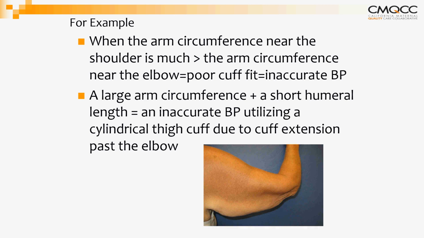So we often see that sometimes we've got patients who have got a large arm circumference. So these are some things that we have to consider. When the arm circumference near the shoulder is more than the arm circumference near the elbow, you're going to get a poor fit of the cuff, and so you're going to have an inaccurate blood pressure. If the arm circumference is large and there's a short humeral length, again, we're going to have an inaccurate blood pressure recording.